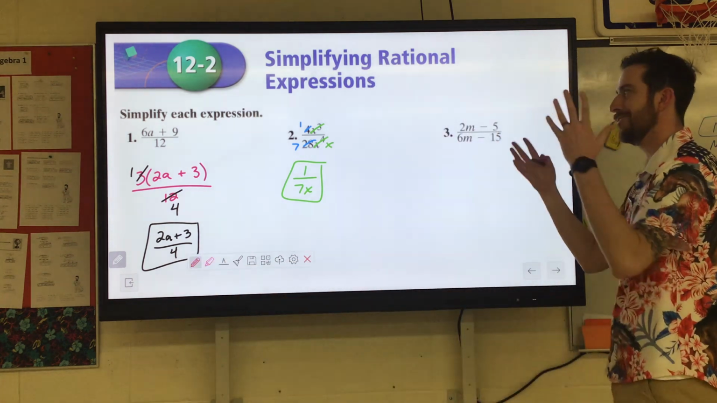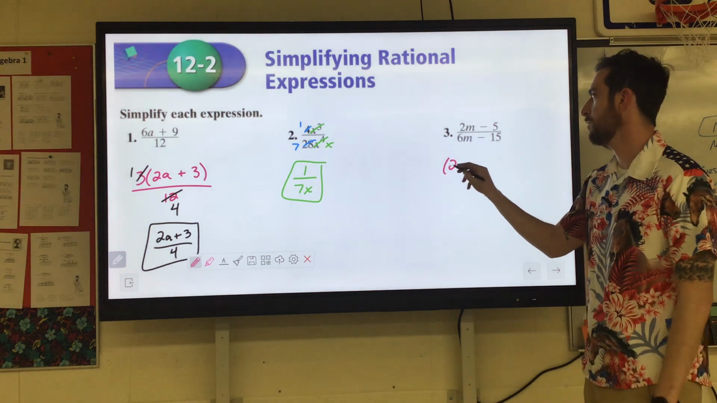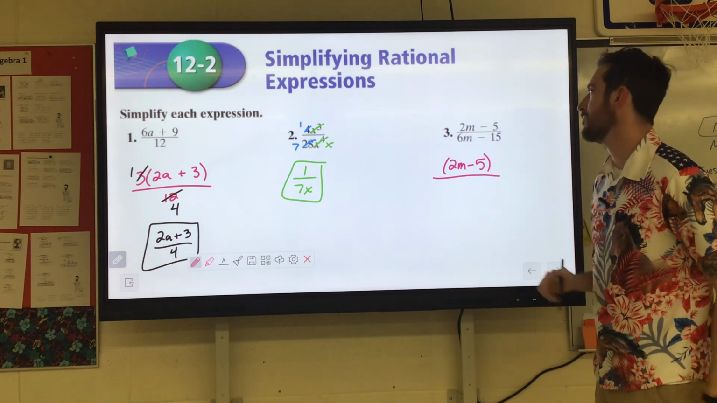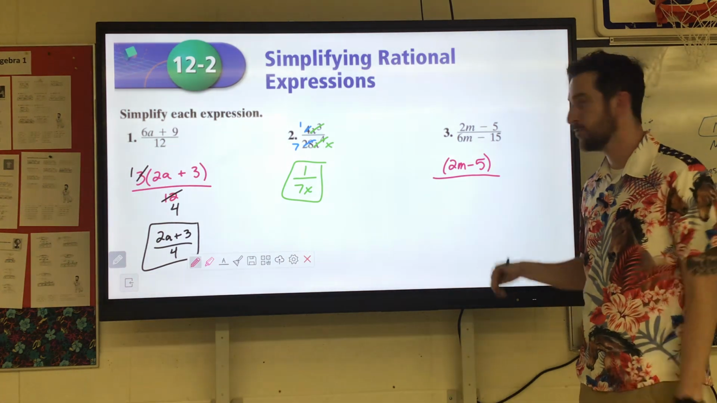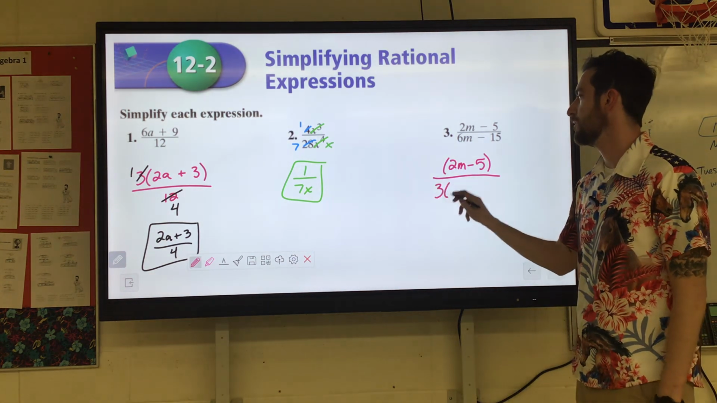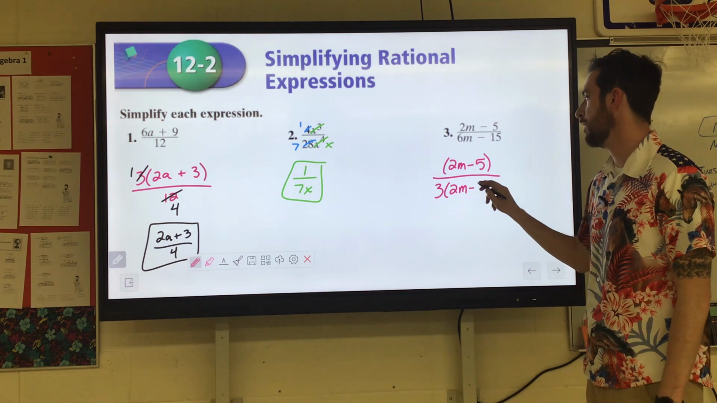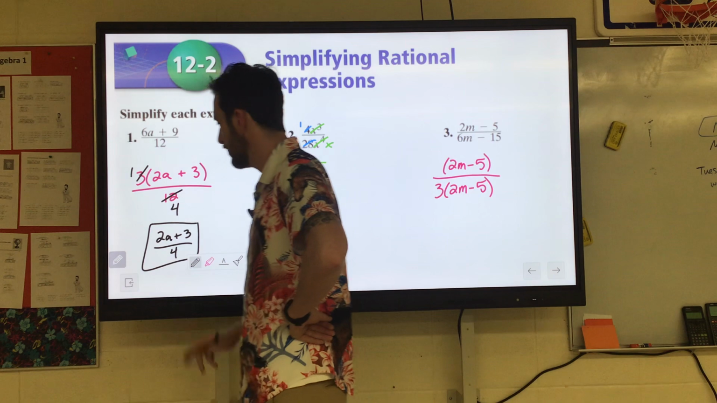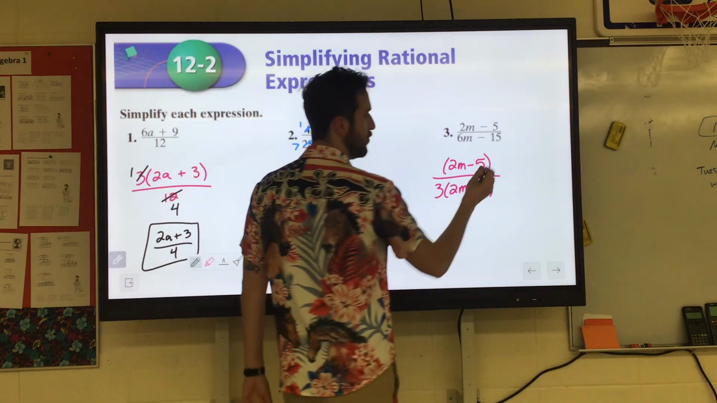2m minus 5, nothing in common. I'm just going to rewrite it. I'm going to put it in parentheses because I bet it cancels out. Denominator, 6m and 15. Those are both divisible by 3. 3 times 2m is 6m. 3 times -5 is -15. Wow. Those cancel out. They're both 2m minus 5.